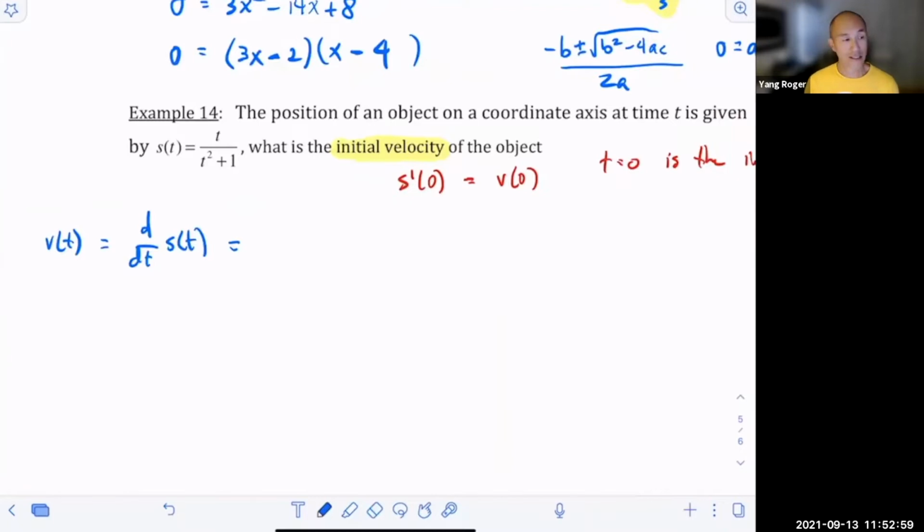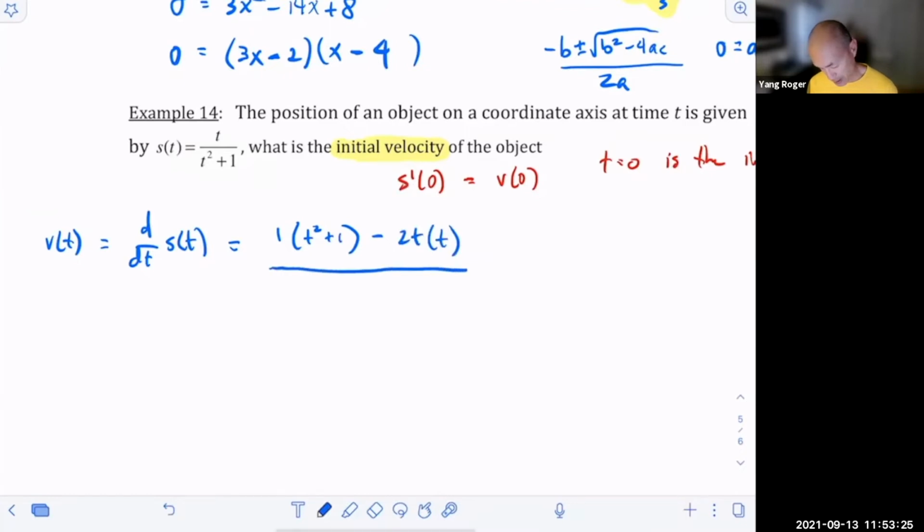So let's take the derivative. Let's do this. So it's going to be the derivative of the top function, which is 1, times the bottom function, which is t squared plus 1, minus the derivative of the bottom function, which is 2t, times the top function, which is t, all divided by the bottom squared, which is t squared plus 1 quantity squared.